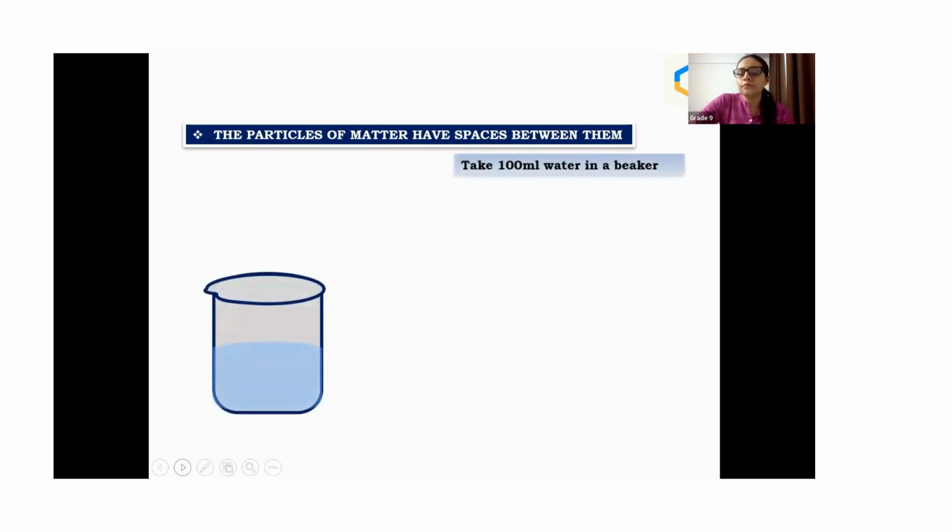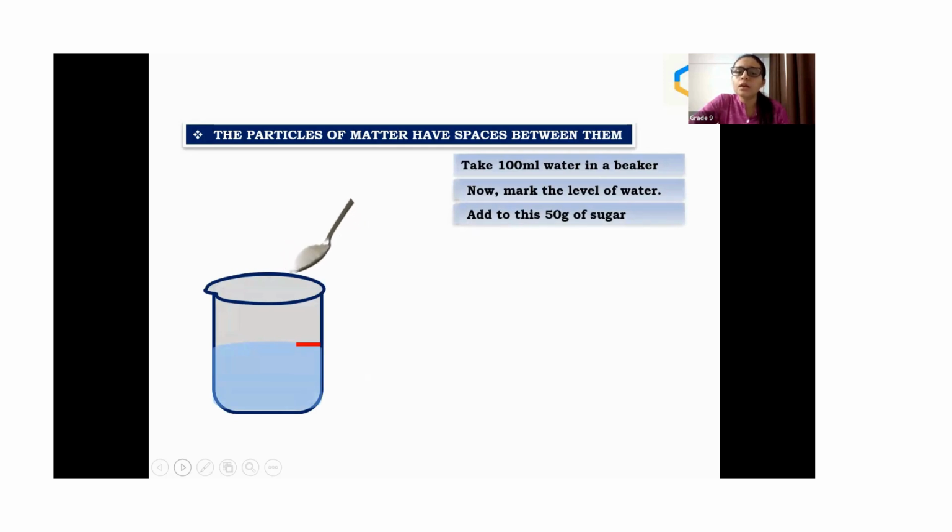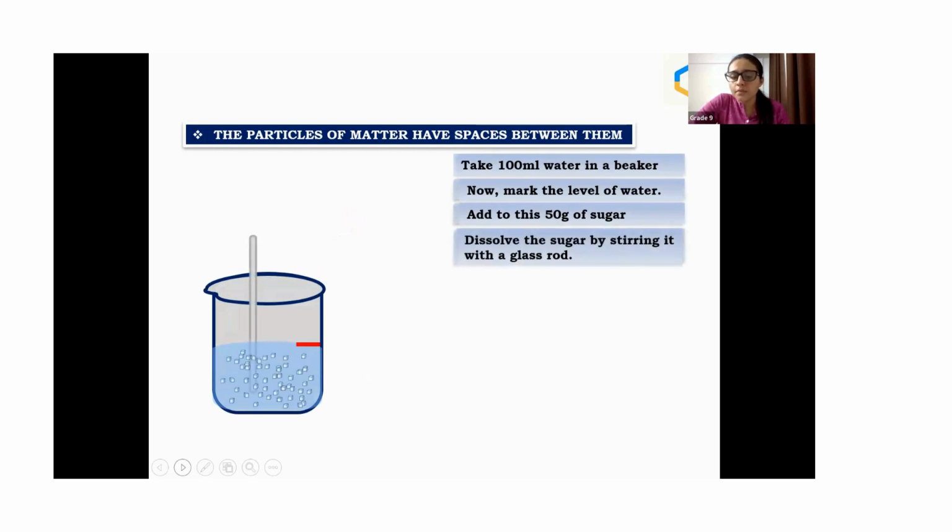So now we have taken 100 ml water in a beaker. And now we have marked the level of water, and add 50 gram of sugar into it. And we already know that this sugar will dissolve, right? By stirring with a glass rod, it will dissolve. Does it change the volume of water as well, students? Because the sugar is being dissolved inside the water. Will it change the volume of water?